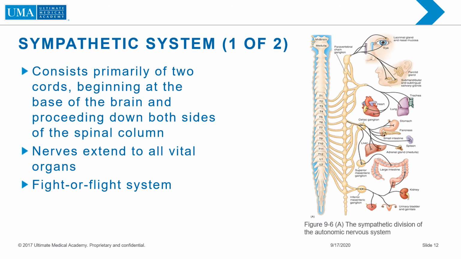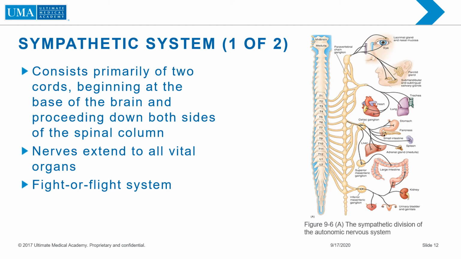Let's first look a little bit further into the sympathetic system. The sympathetic system consists primarily of two cords. These begin at the base of the brain and proceed down both sides of the spinal column. This means that they're just lateral to the vertebra. These consist of nerve fibers or ganglia of nerve cell bodies. The cord between the ganglia is a cable of nerve fibers, closely associated with the spinal cord.